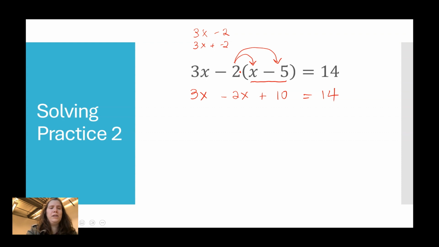Before we move on, though, let's look at the other way to think about this. If it makes more sense to you to think of that as just a 2 that you're later going to be subtracting, you can do that, right?